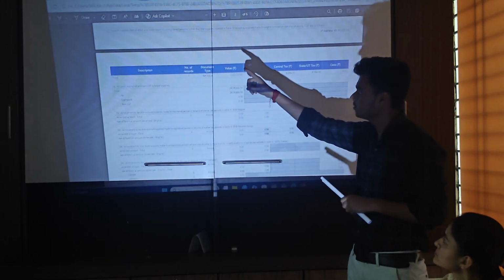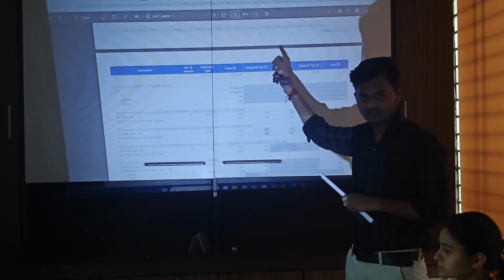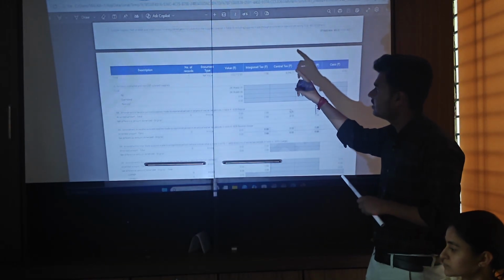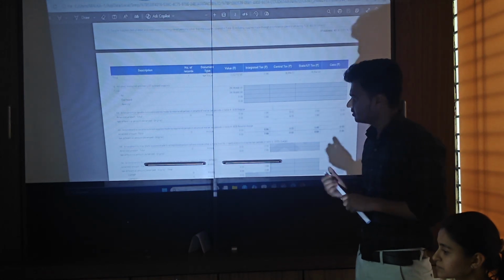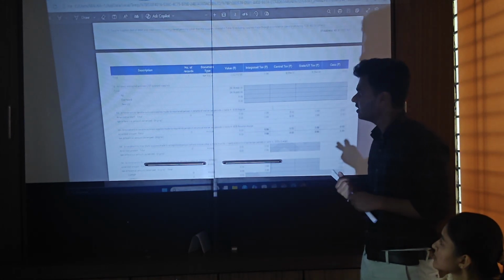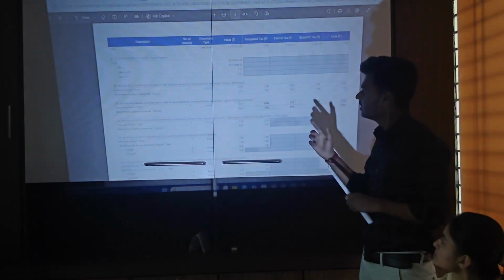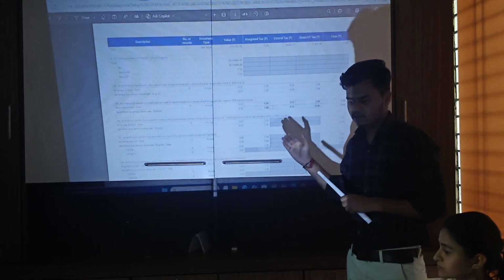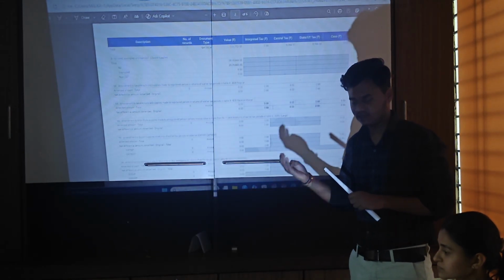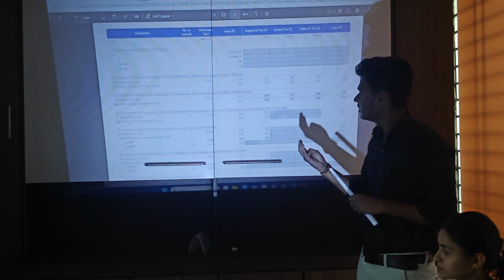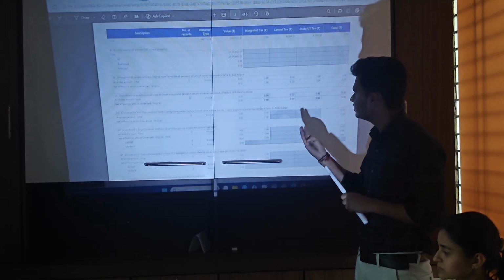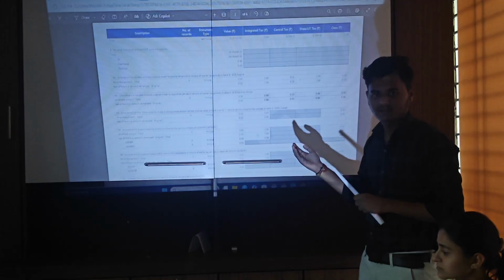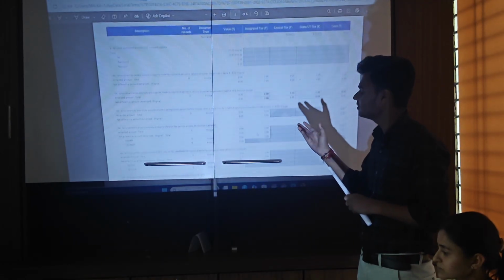Table number 7 is for B2C others, and table number 8 is for nil rated, exempted and non-GST supplies. Table number 9 is for amendments of B2B reverse charge, exports, SEZ supplies, and B2CL. These related amendments are done in 9A.